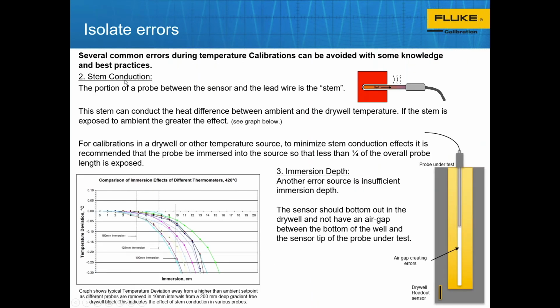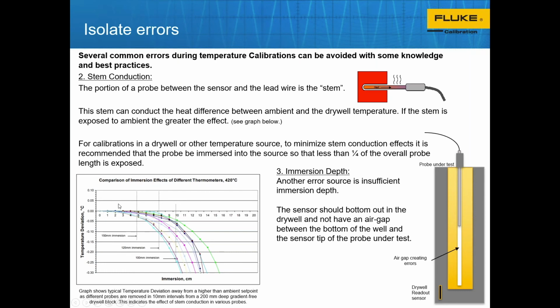Another source of errors is stem conduction. So back to that earlier version where the gentleman had connected in on that big long stem. When you connect a probe into a dry block or a probe into your process, how much stem is exposed? It's basically a heat sink at that point in time. So what it's doing is taking the heat out of the dry well and pulling it away. And that process of pulling it away is causing the tip to be slightly colder than the dry well itself.